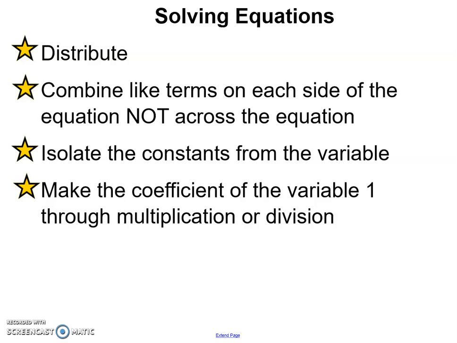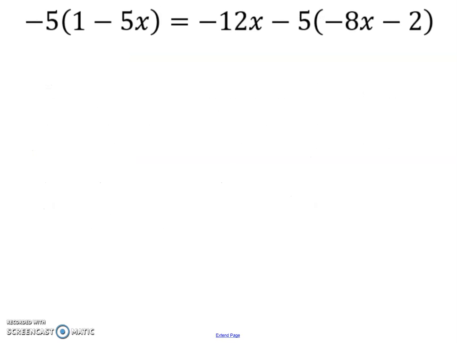All right, let's talk about solving equations. So you're looking right now kind of the process that you would use. We're going to distribute, we're going to combine like terms on each side of the equation, not across that equal sign, right? We're going to isolate constants from the variable, and then we want to make the coefficient of the variable 1 through multiplication or division. So we're going to go through two examples and see how we do with it.